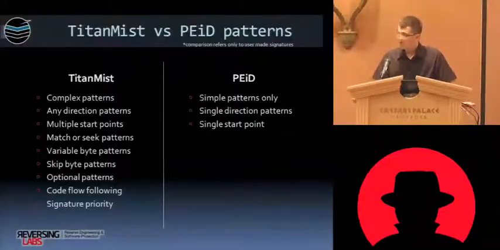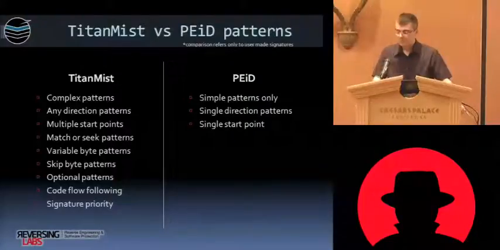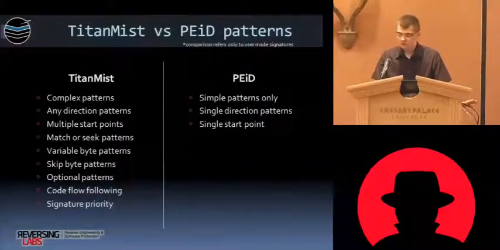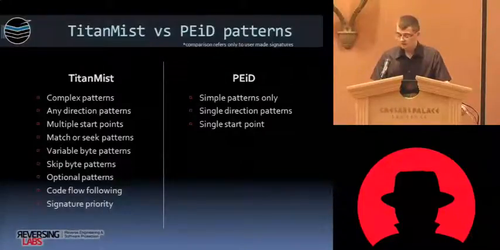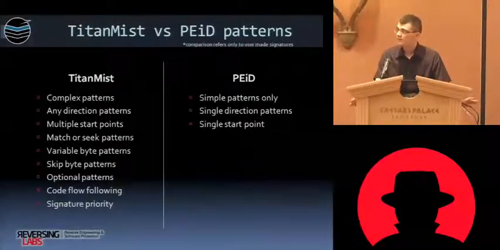For the PID, you have only single direction patterns, and for the TitanMist, as we saw, we can go either direction, we can follow calls or do anything. Now, for the PID, we only have one starting point, that's the original entry point, and we can follow, and we can search for our patterns anywhere in the file. But we said that's not good enough, because files can be big in size and we don't want to waste our time scanning the entire file.